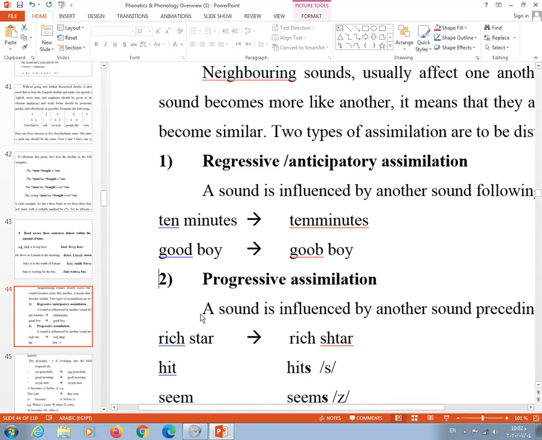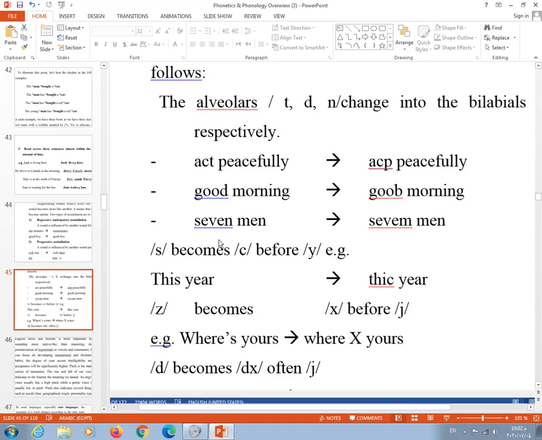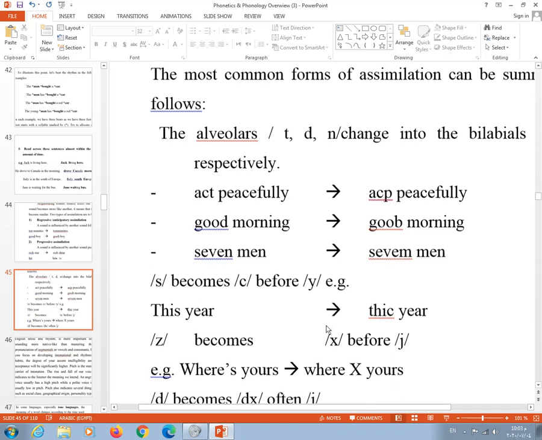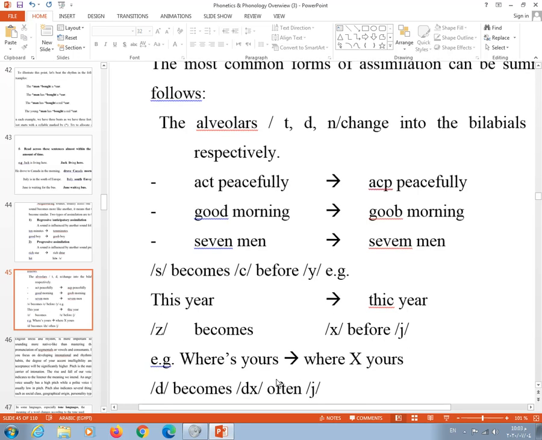Okay. Let's turn to the most common forms. The most common forms of assimilation can be summarized as follows. The alveolars change into bilabials respectively. So we have "act peacefully", "good morning", "seven men". S becomes sh as in "this year", z becomes zh as in "as you", z becomes j as in "where's yours", and d becomes j as in "education".